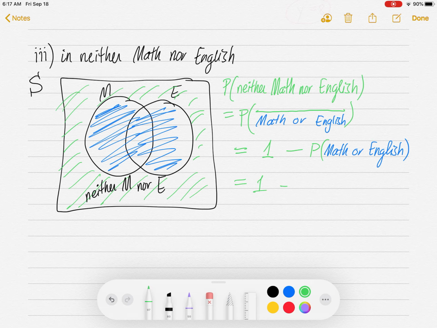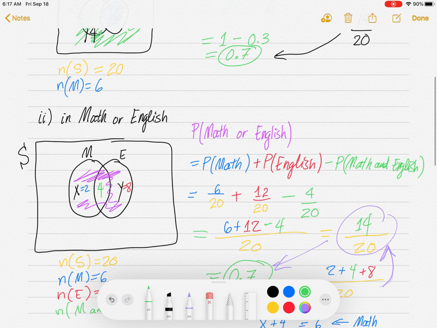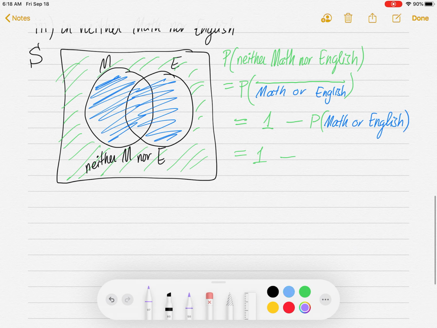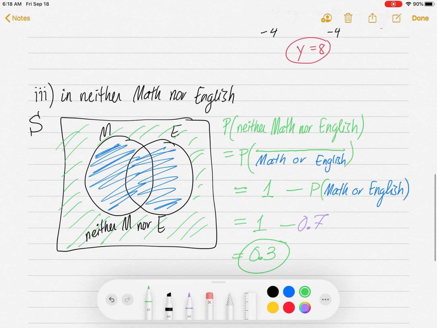All right, so we got equals 1 minus. So how do we find the probability of math or English? Hey, I think we just did that, didn't we? Remember? We just found the probability of math or English. What was it? It was 0.7. That was our answer back here. All we're going to do is plug in 0.7 from our previous problem. So we got 1 minus 0.7 is 0.3. So the probability of having students in neither math nor English is 30%. Okay, so we just kind of bootstrapped off of the last problem.